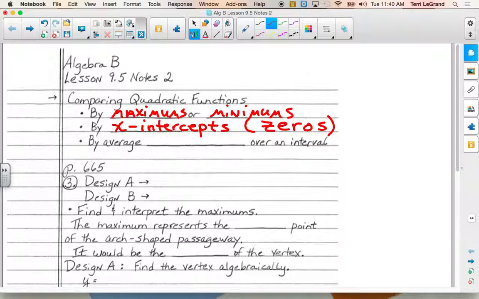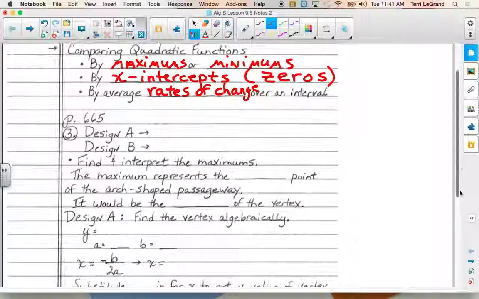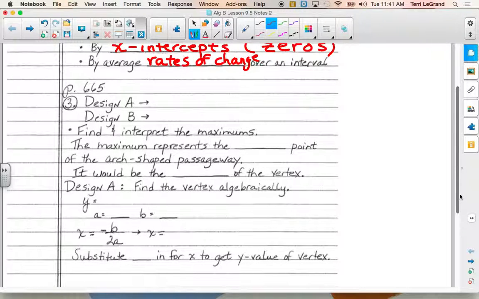And then by average rates of change over an interval. Just what we were doing yesterday when we had nonlinear functions. So all of these things we already know how to do. We're not learning anything new. What we're doing is just learning how to compare one quadratic model to another quadratic model.